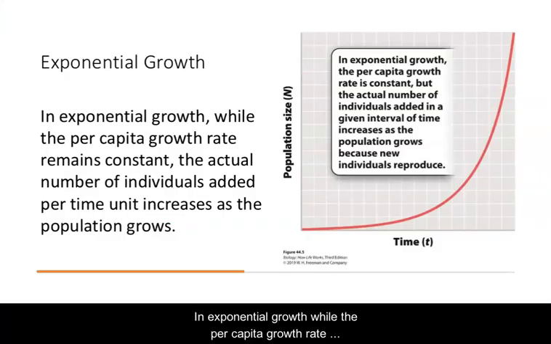In exponential growth, while the per capita growth rate remains constant, the actual number of individuals added per time unit increases as the population grows. So the new individuals added also reproduce themselves, and throughout time, more and more individuals contribute to the growing population. Of course, exponential growth cannot continue for long in nature because the number of individuals will eventually outstrip all the resources that are available to support the population.